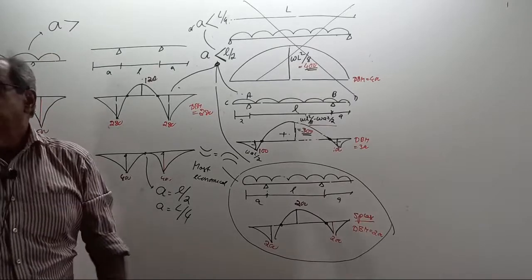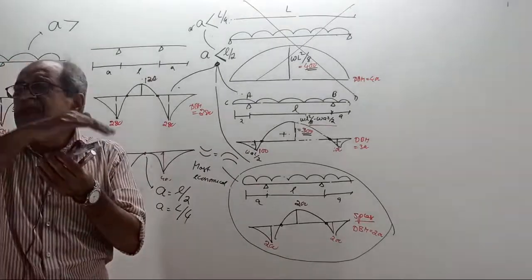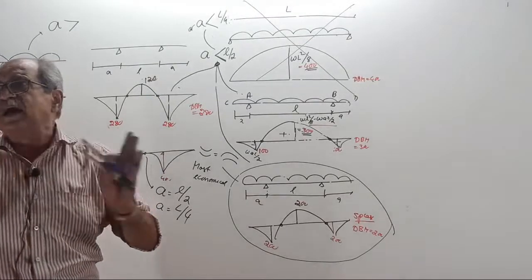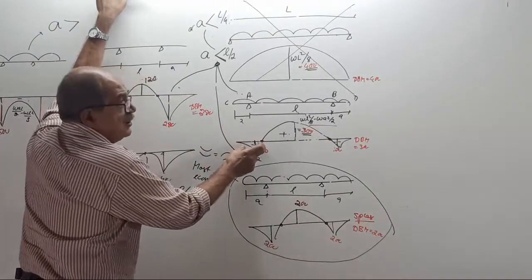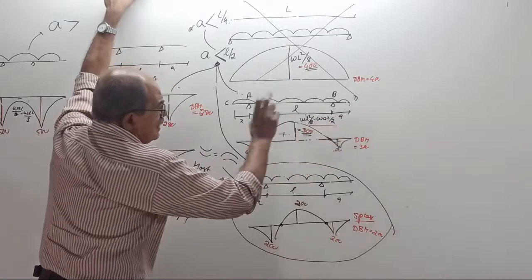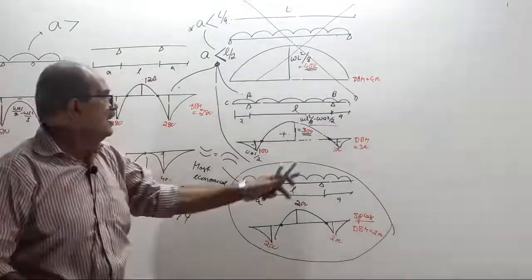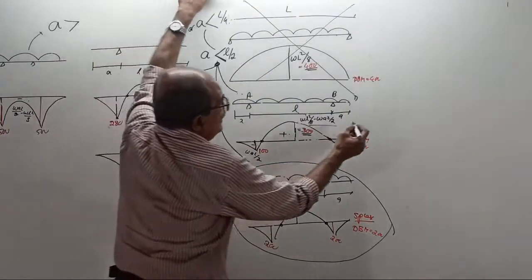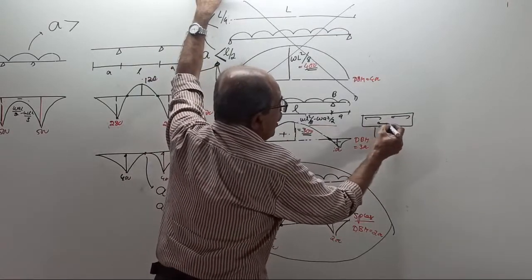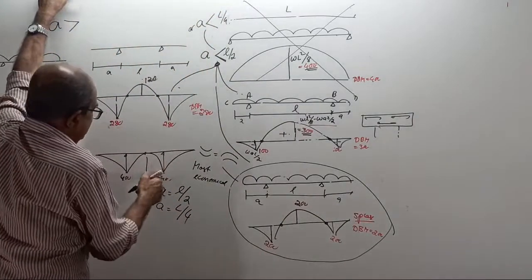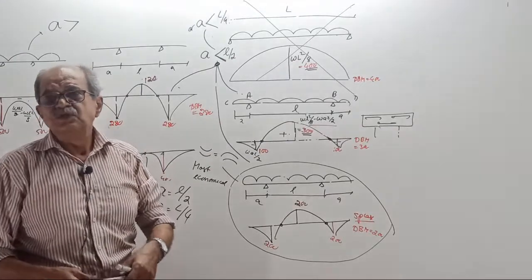For BM, nowhere to sag. The overhang will hog, even between the supports it is hogging. No sagging. If it is RCC, here you require top reinforcement, here you require top reinforcement, and here you require bottom reinforcement. Why? Hogging means top tension. So for all these cases, if it is RCC, reinforcement is top steel and bottom steel. But for this case and this case, you require reinforcement only at the top, no bottom steel. Nominally you can give.